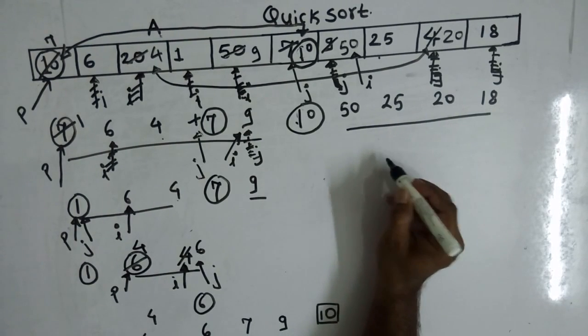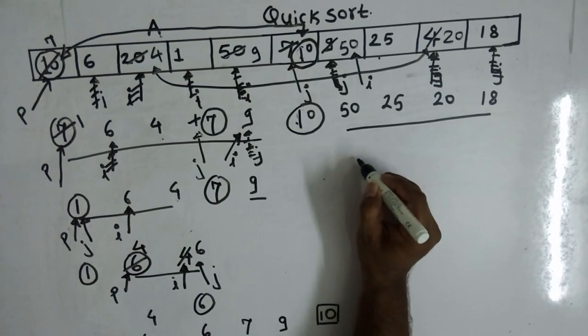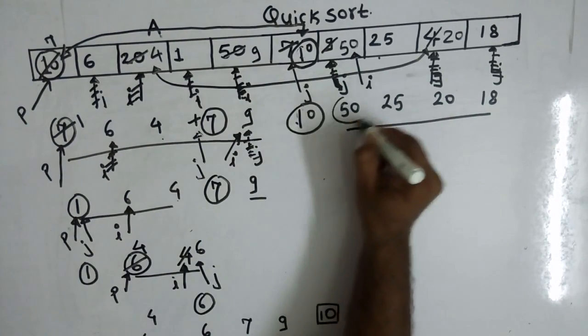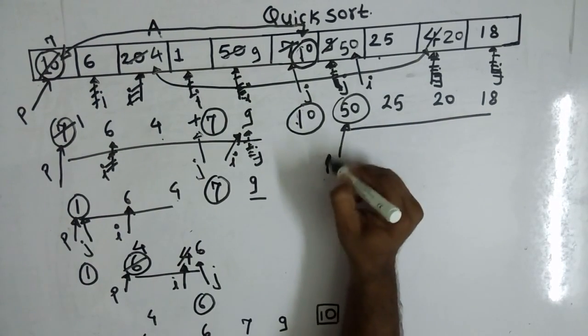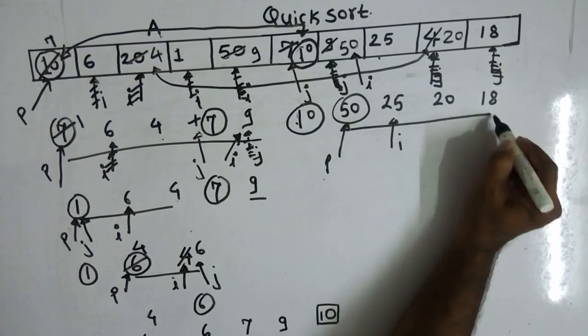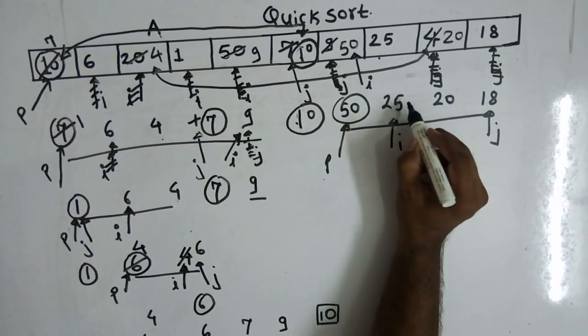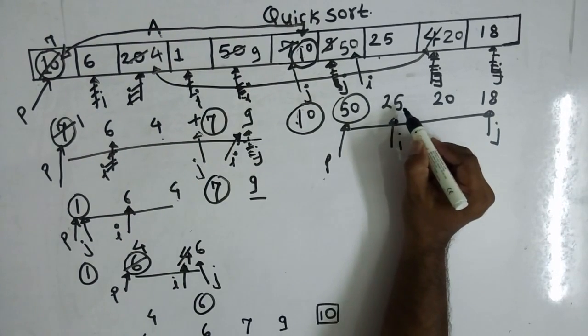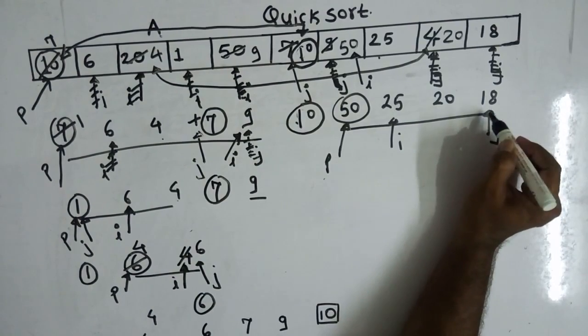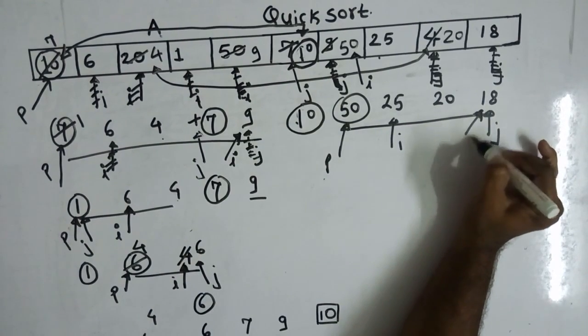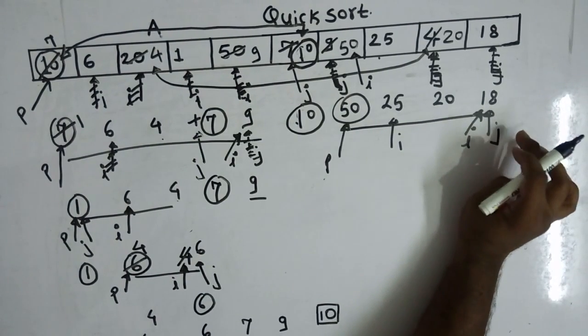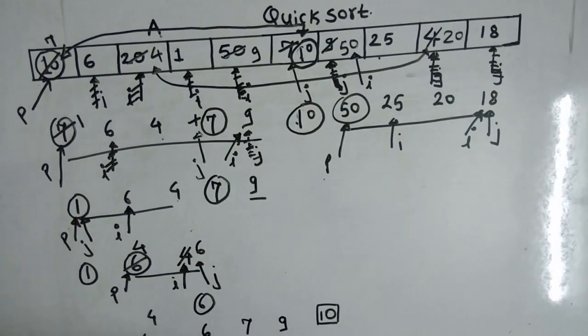If you do this quickly, we'll do it. So 50 is my pivot. Here is my i and here is my j. Increment i until you find the element greater than pivot. So 25 is less, 20 is less, 18 is also less, but we can't go further because this is the last element. Decrement j till you find the element less than pivot.